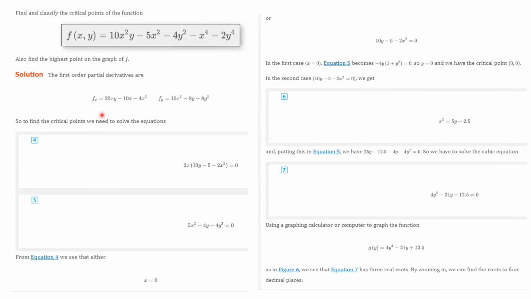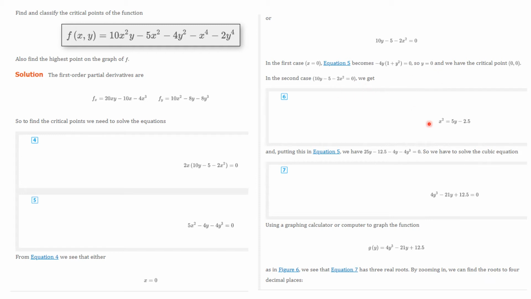So again, we take the first derivatives with respect to x and y. And so we have to solve these equations where these are equal to 0. Here we factor out a 2x. And here we have another one to find. So we see that from equation 4 here that x equals 0 is a solution. And when x is equal to 0, we find out that y is also equal to 0 when I solve that, and here there's no real solution, so it's 0, 0.